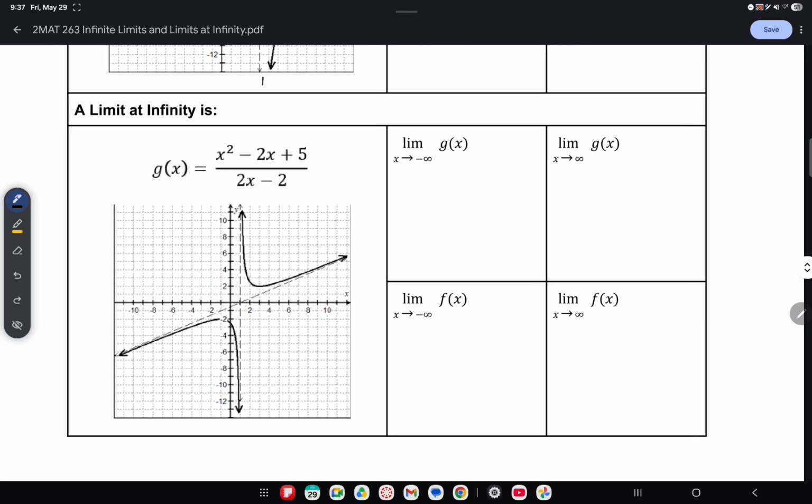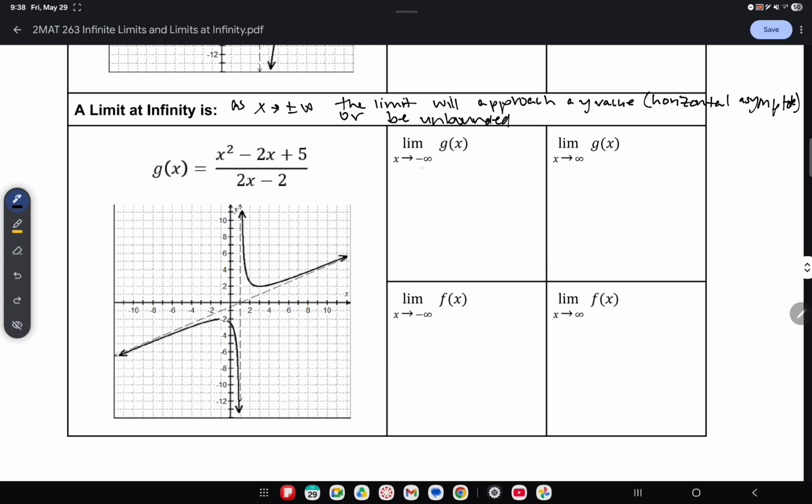All right, but what about a limit at infinity? So this is as x is approaching the infinities. So as x approaches either of the infinities, the limit will approach a y value. We gotta think horizontal asymptotes here. Or it'll be unbounded. So let's look at g.